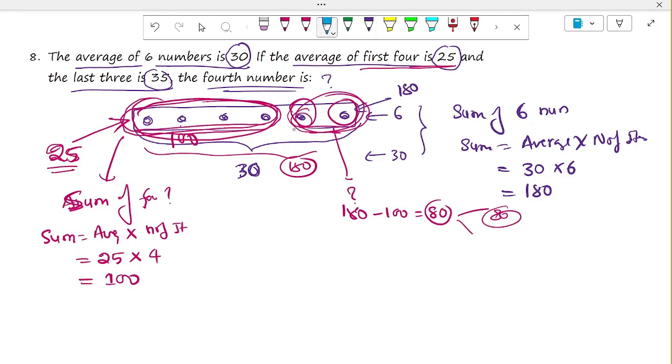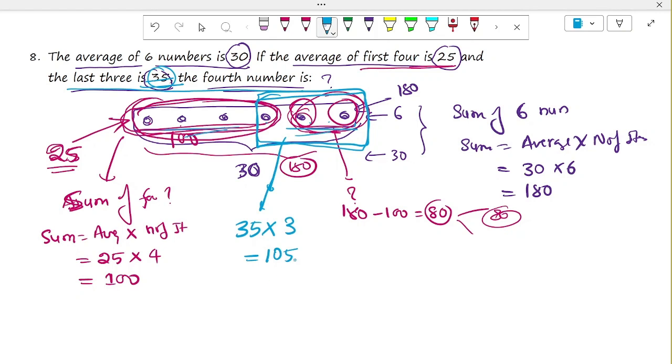Okay. Now read the third part. The second part is giving information about this and this. Read the third part. The last three is 35. It means they are telling about these three numbers that the average of these three numbers is how much? 35. So what is the total sum of this? 35 average into number of items 3. So this will be equal to 105.